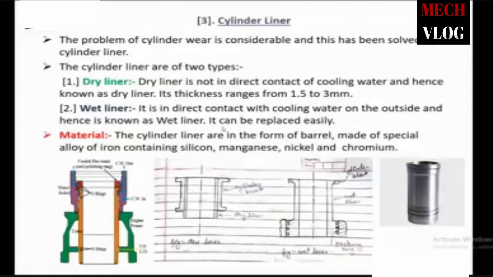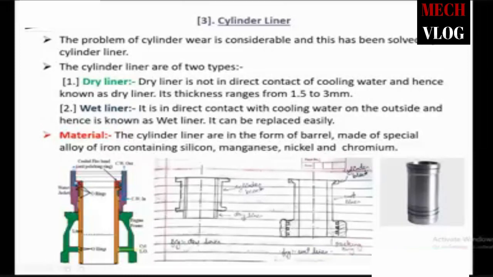The cylinder liners are of two types. The first one is the dry cylinder liner and the second one is the wet cylinder liner. There is also a rough sketch showing the dry and wet cylinder liners. As you can see in this figure, the center figure and the extreme right hand side figure show the normal cylinder liner, and the extreme left hand figure shows the wet cylinder liner.